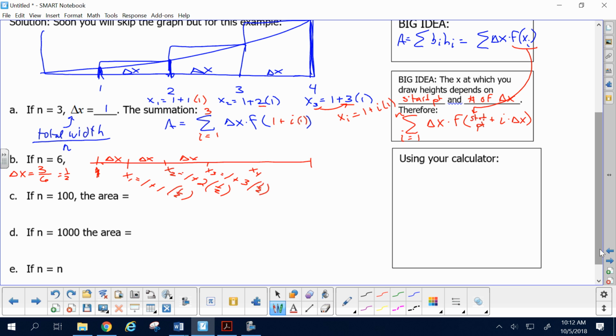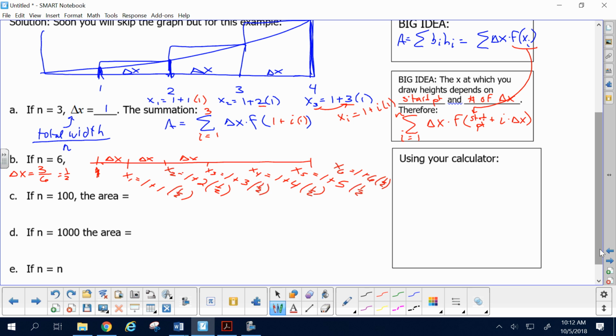What's x sub 4, or the fourth x? 1 plus 4 times 1/2. x5 is 1 plus 5 times 1/2. And x6 is 1 plus 6 times 1/2. Now that's the last one. I was doing 6 rectangles, so I'm done. What is 1 plus 6 times 1/2? 4. That's where I'm supposed to end, right?